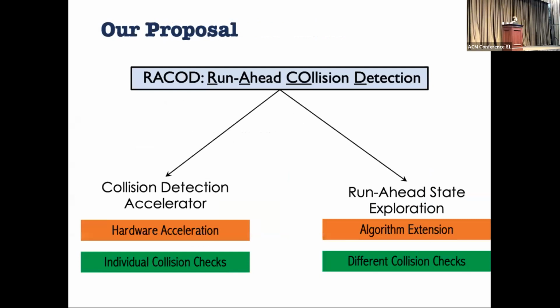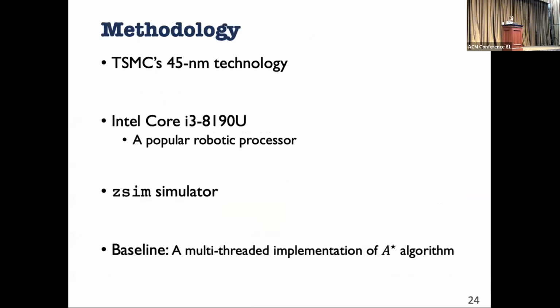So to sum up, individual collision detections are accelerated by our hardware accelerator, and different collision detections are parallelized using this algorithmic extension. We synthesize the accelerator using TSMC's 45 nanometer technology. We simulate an Intel Core i3, which is a popular embedded processor used in many robots, including our in-house robots. We use this simulator, and the baseline of our implementation is a multi-threaded implementation of A*.